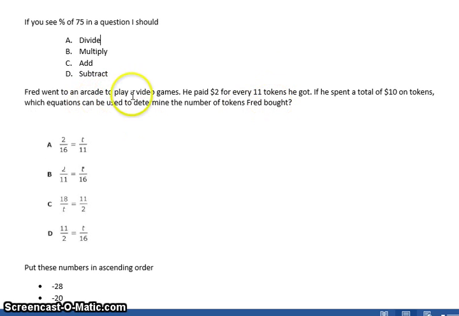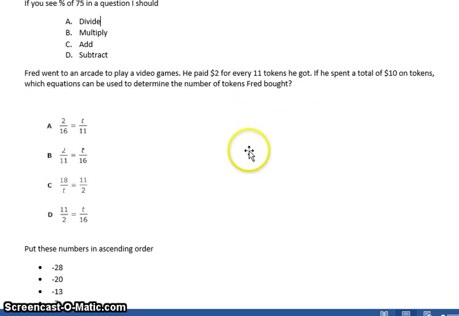Fred went to an arcade to play a video game. He paid $2 for every 11 tokens he got. If he spent a total of $10 on tokens, which equation can be used to derive the number of tokens Fred bought? What you're going to want to do here is set up a proportion that's comparing your token and dollar ratios. Okay? So make sure you set that up correctly so that you can figure out exactly how much. Again, use the numbers that they give you as your options.